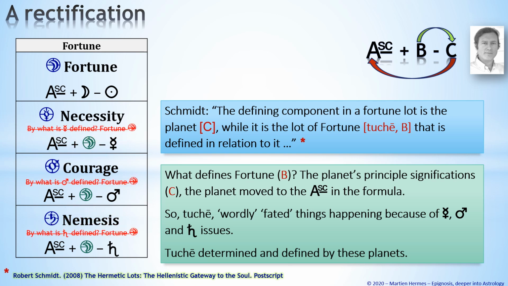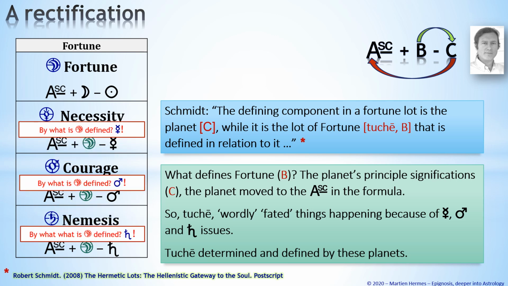So at first I said, by what is Mercury defined? By fortune. No, it's the other way around. By what is Tuche defined? It's defined by Mercury. And in the formula of courage, Tuche is defined by Mars issues. And in the case of Nemesis, Tuche is defined by Saturnine issues.